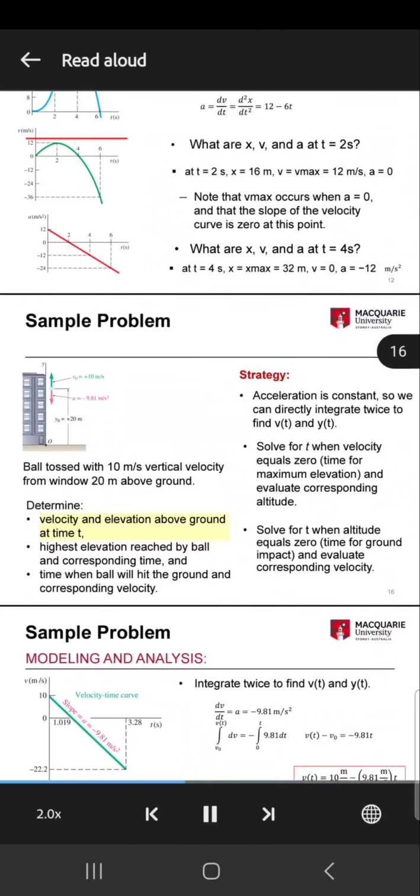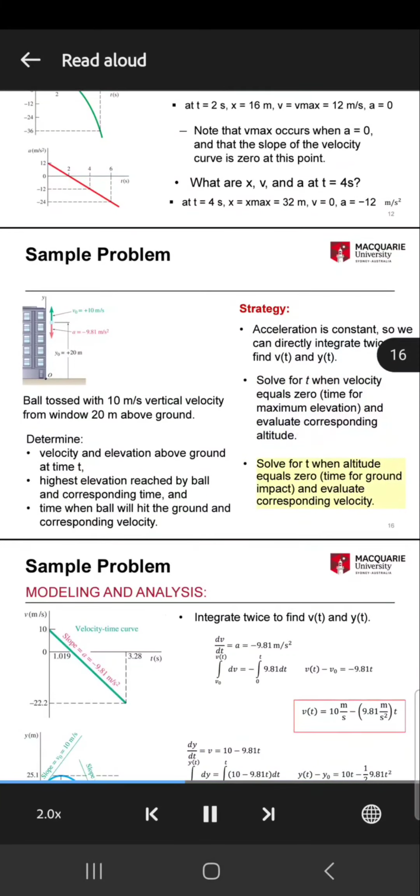Sample problem. Determine the velocity and elevation above ground at time t, the highest elevation reached by the ball and the corresponding time, and the time when the ball hits the ground and the corresponding velocity. Strategy: acceleration is constant, so we can directly integrate to define v of t and y of t. Solve for t when velocity equals 0, the time for maximum elevation, and evaluate the corresponding altitude. Solve for t when altitude equals 0, the time for ground impact, and evaluate the corresponding velocity.